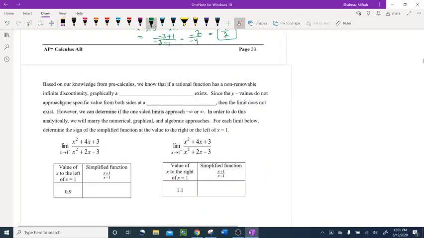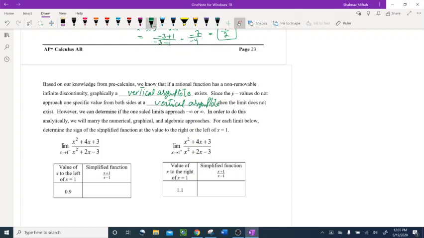Let's try this. Based on our knowledge from pre-calculus, we know if a rational function has a non-removable infinite discontinuity, graphically, a vertical asymptote exists. Since the y value does not approach one specific value from both sides at a vertical asymptote, then the limit does not exist. However, we can determine if the one-side limit approaches -infinity or +infinity.